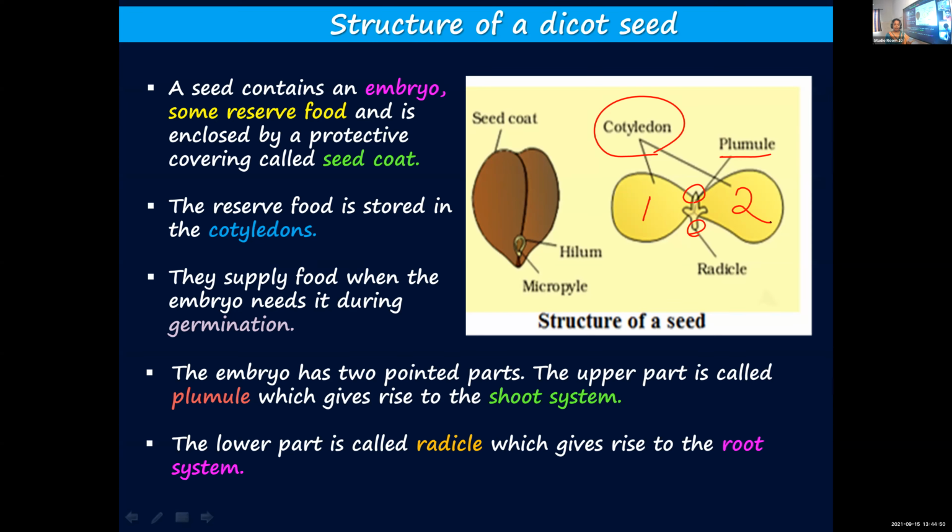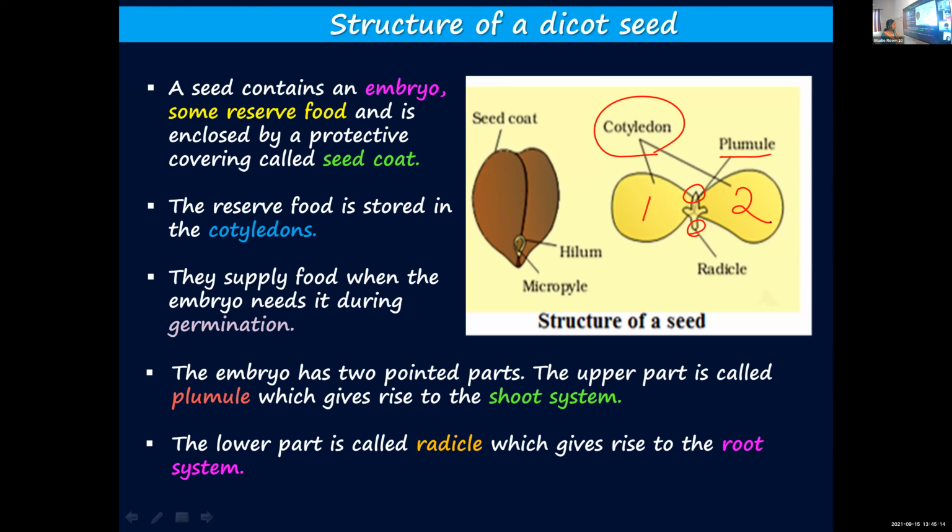And it is having an embryo. Stored food is there in the cotyledons and there is a seed coat to protect it. The reserve food is stored in the cotyledons and the reserve food will provide nourishment to the embryo when it is germinating. So at the time of germination, the embryo gets food from these cotyledons.